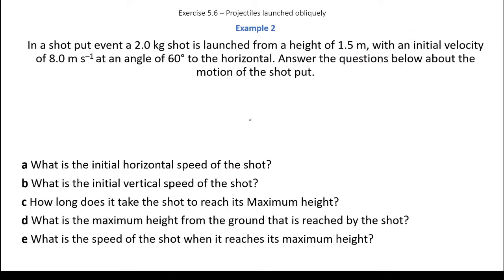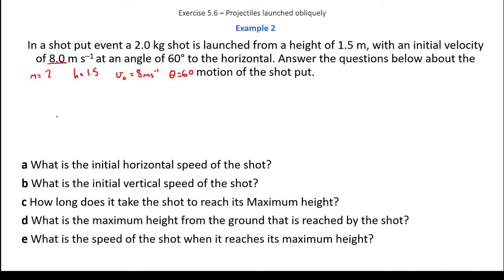So let's do some maths. In a shot put event, a 2 kilo shot is launched from a height of 1.5 meters with an initial velocity of 8 meters per second and an angle of 60 degrees to the horizontal. Answer the questions below about the motion of the shot put. Let's put this in. We have m equals 2. Our initial height is 1.5. V naught, our initial velocity, is 8 meters per second, and our theta is 60 degrees.